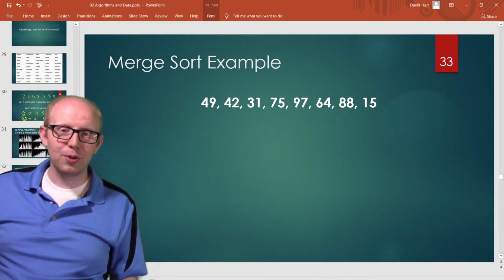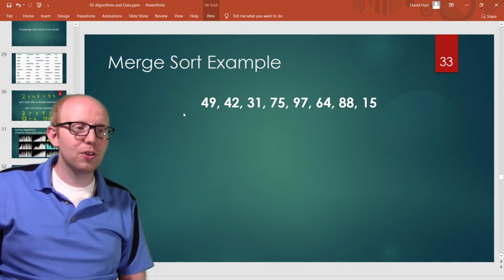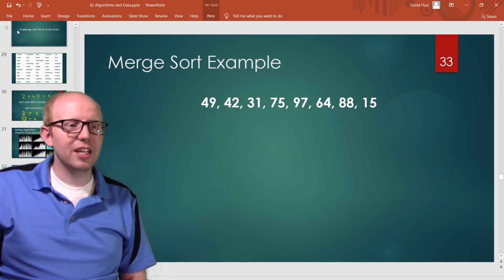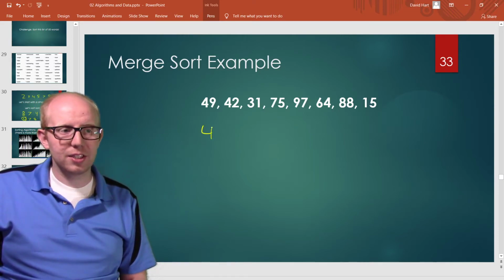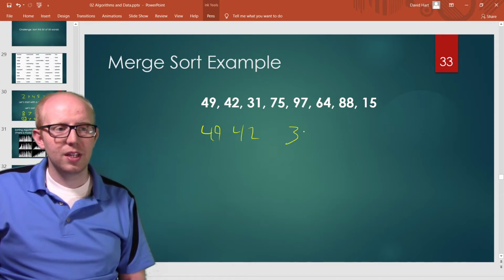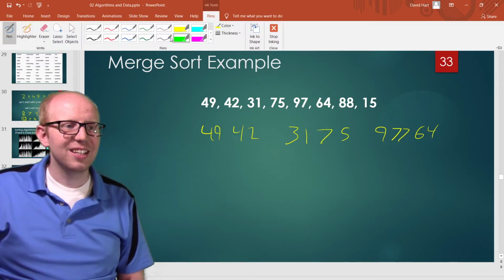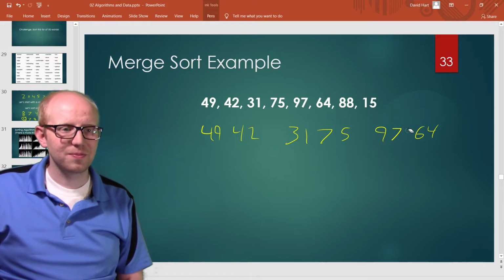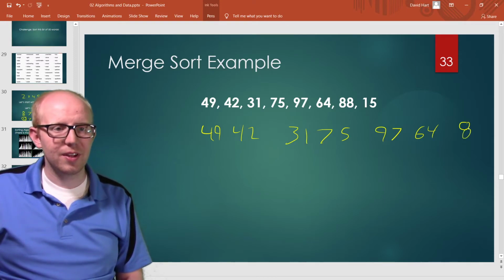Let's say we're a computer, we need to sort these numbers. The first thing the computer does is officially break the list in half multiple times, but really all that matters is it sorts it into groups of 2. So it's going to try and sort 49 and 42, 31 and 75, 97 and 64. Sorry, those numbers are kind of spread out weird. Let's try that again. There we go. And then it's going to try and sort 88 and 15.